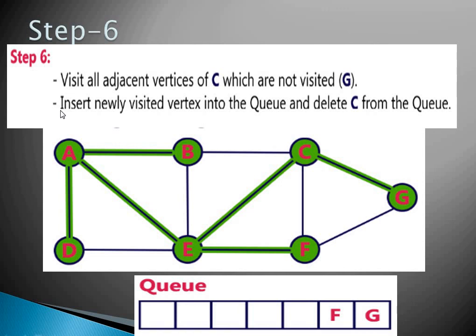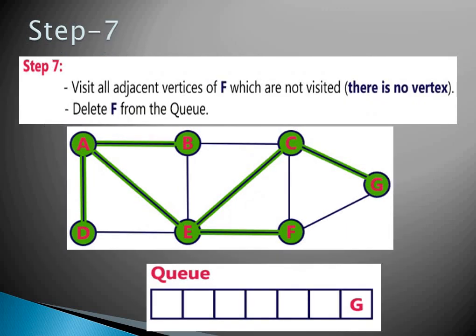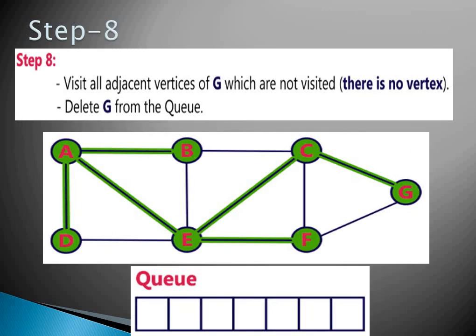Then you have to come back. The next vertex to be removed from the Q is F, and finally G will be removed. So this is all about your BFS visit. Here you can see that we visit all the adjacent vertices of G which are non-visited. C and F are adjacent vertices of G, but there is no non-visited vertex. So we will delete G from the Q, right? Now this Q will become empty.